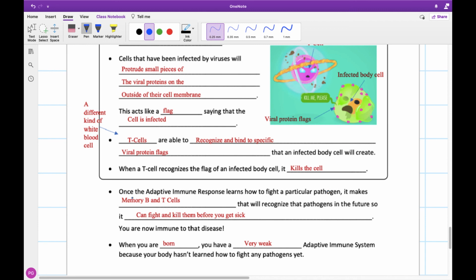Once you get to that point that you have enough memory B and T cells for a specific pathogen, you are now immune to the disease. Your body will kill it before it causes any problems.